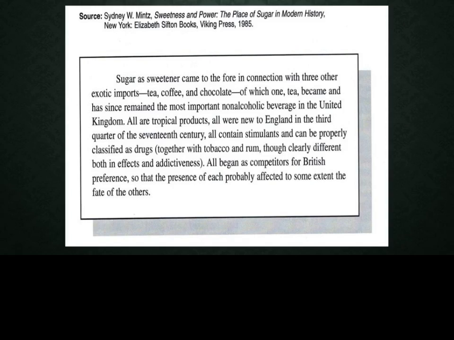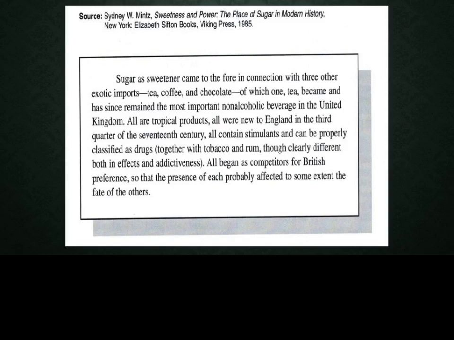But one of which, tea, became and has since remained the most important non-alcoholic beverage in the United Kingdom. Guys, they still sit down and have their afternoon tea with their sugar. And all are tropical products. All were new to England in the 3rd quarter of the 17th century. All contain stimulants and can be properly classified as drugs, together with tobacco and rum, though clearly different both in effects and addictiveness. All began as competitors for British preference, so that the preference of each probably affected to some extent the fate of the others.